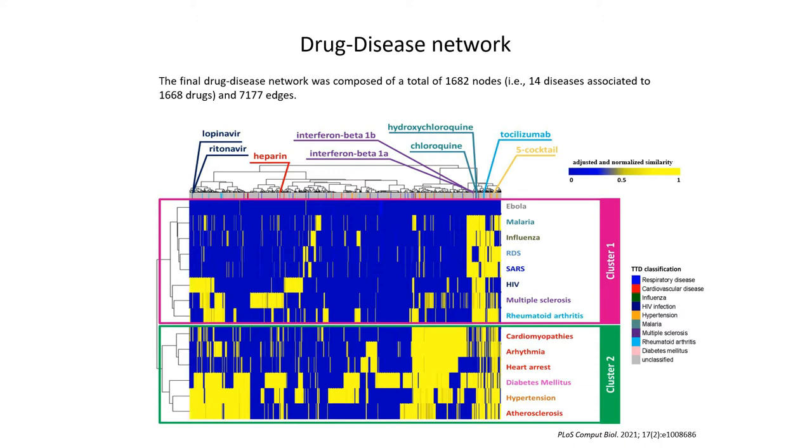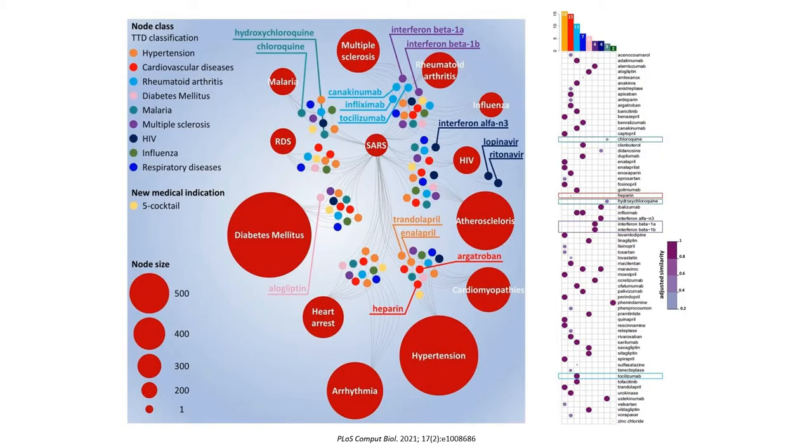What we can observe is that SafeRunner recovers some already well-known associations, for example, hydroxychloroquine and chloroquine, which were associated to treat malaria, or tocilizumab associated to rheumatoid arthritis. But if we cluster, for example, on rows and columns, the drugs and diseases, two main clusters came up: one including SARS and all the other viral infections, and the other including all the comorbidities like cardiomyopathy, hypertension, and the others. The association of original medical indication, listed here on the right, is downloaded from the Therapeutic Target Database.